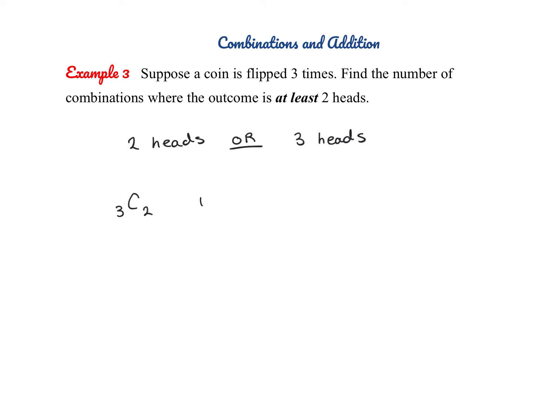And then the number of ways you could get 3 heads from 3 flips, well, there's 3 flips, and we want all 3 of them to be heads, so it's 3 choose 3. And 3 choose 2 is 3, 3 choose 3 is 1. So there's 4 different ways that we could get at least 2 heads.